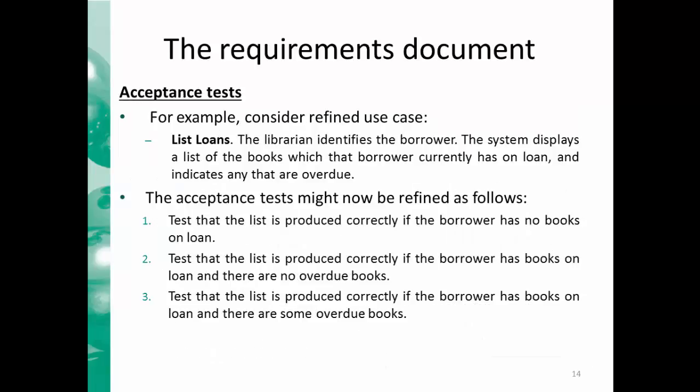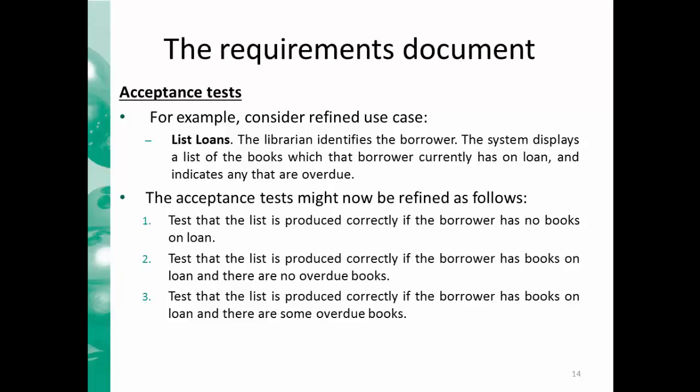As example, we consider the use case list loans in the library system. So in the library system, the use case list loans is defined as the following. The librarian identifies the borrower. The system displays a list of the books which that borrower currently has on loan and indicates any that are overdue. So this is a description of the list loans use case. We need to know who is the borrower, what books he has on loan, and out of these books on loan, what books are overdue. This is the use case.